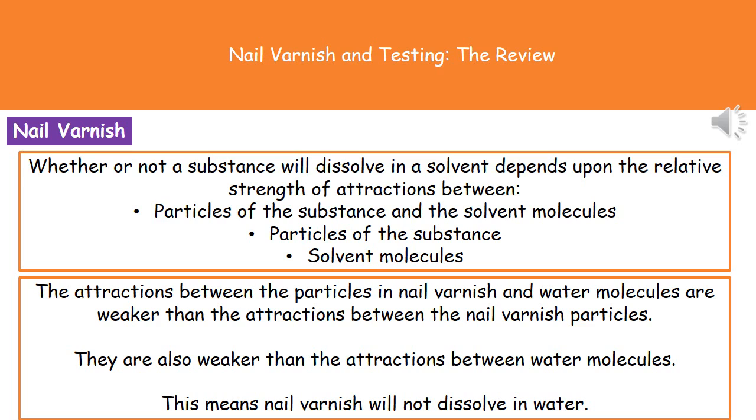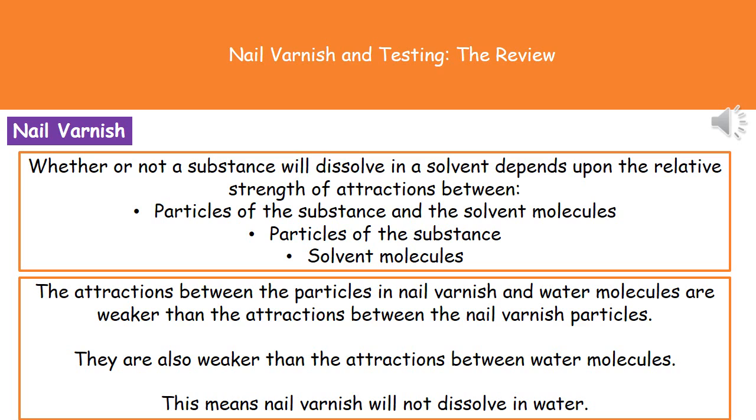Now, obviously working out whether something's going to dissolve or not in a solvent is all dependent on the relative strength of the attractions. And we're looking at the strength of the attractions between the particles of the substance and the solvent molecules, the particles of the substance itself, and the attractions between the solvent molecules themselves.